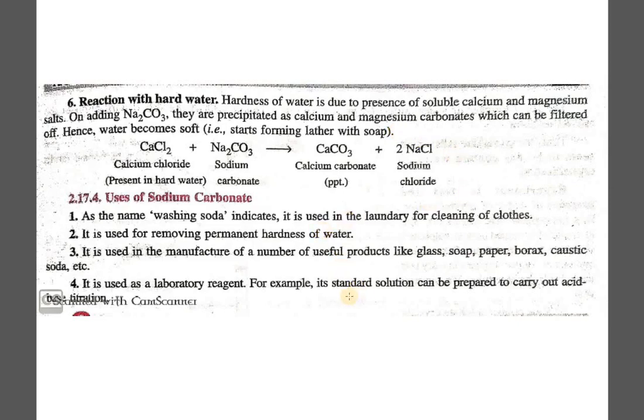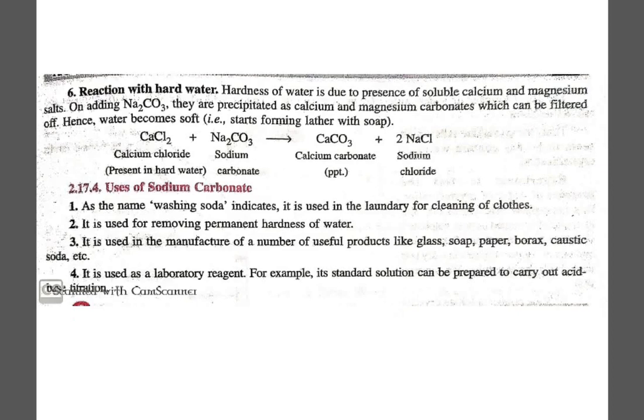Now when it is talked about the uses, as the name suggests, it is used in laundry for cleaning of clothes, for removing permanent hardness of water. It is used in the manufacture of a number of useful products like glass, soap, paper, borax, caustic soda, etc. It is used in the laboratory as a laboratory agent. For example, its standard solution can be prepared to carry out acid-base titration. What is acid-base titration? We will be studying that in higher classes.